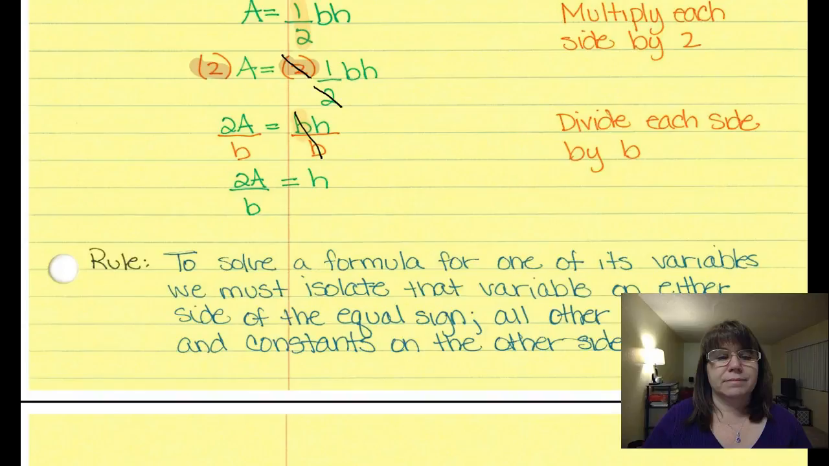And then you're just left with, for example, if I was given the area and I was given the base of my triangle, if I solve this for H first, then I just plug in my area and plug in my base, and then I'll have exactly what I'm looking for with the height.